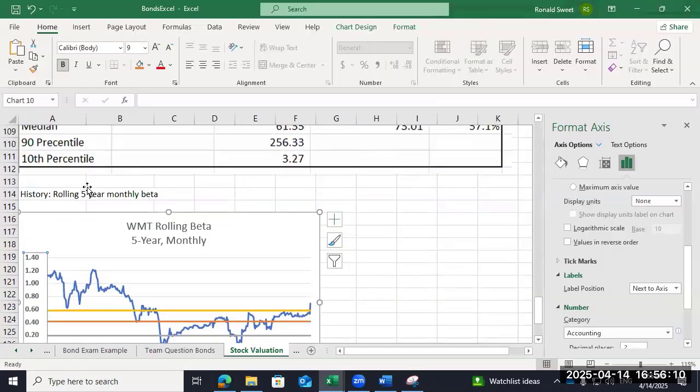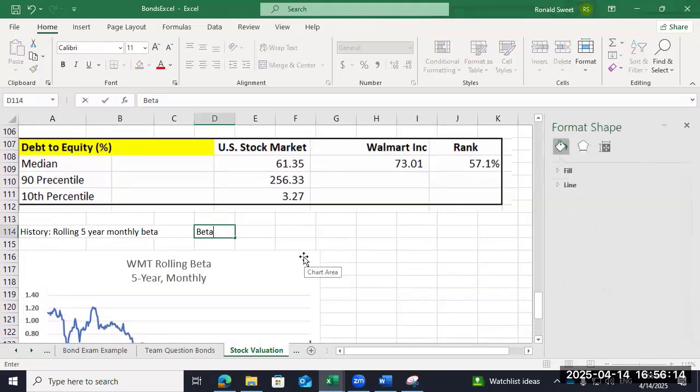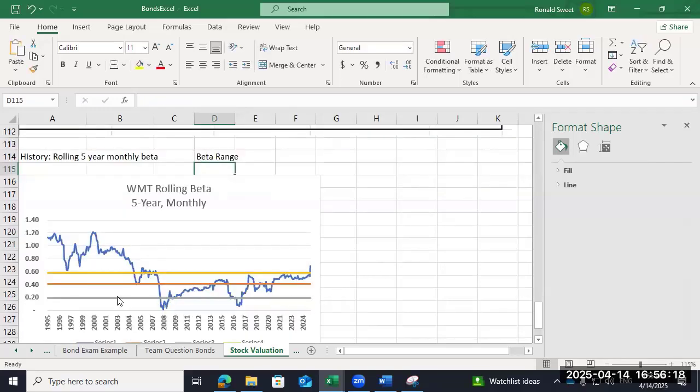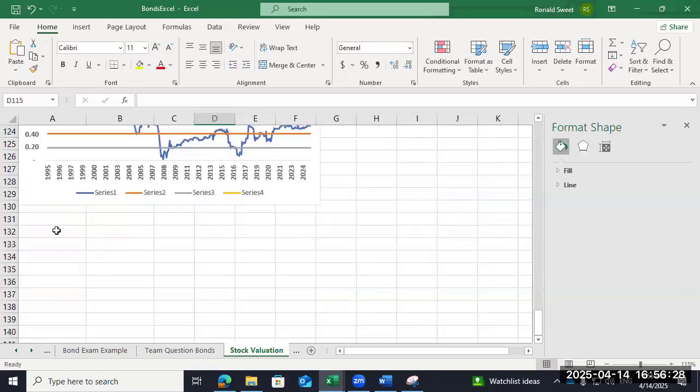All right, so beta range. You can kind of look at the chart. They've been ranging between 0.2 and 0.6. And what I strongly recommend, let's see if I have time to do this. So you have your beta summary. I would strongly recommend when you finish all of this, you have a table that lists those four things.